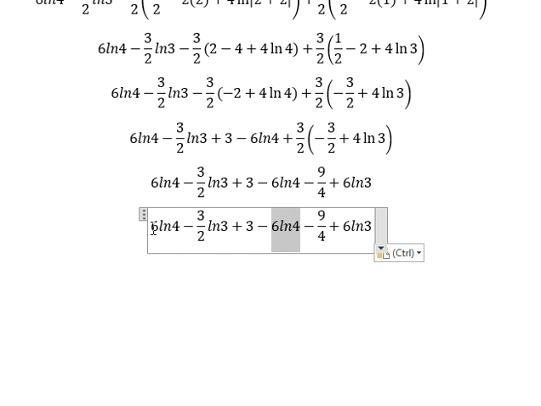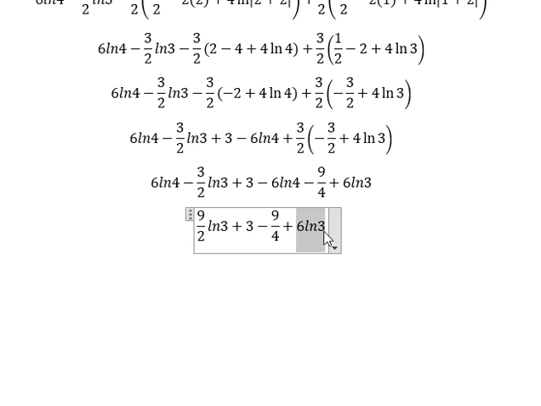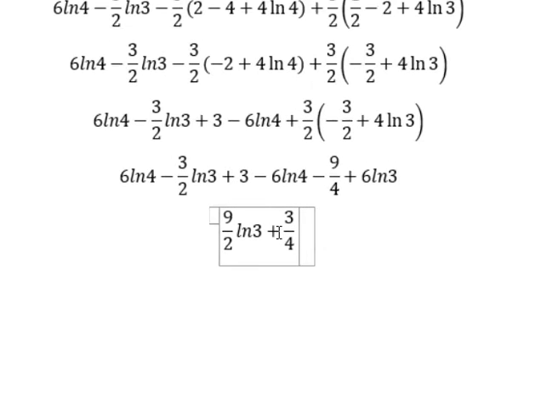This one cancels this one. Negative 3 over 2 plus 6. You got 9 over 2. And this one you got 3 over 4. And this is the final answer.